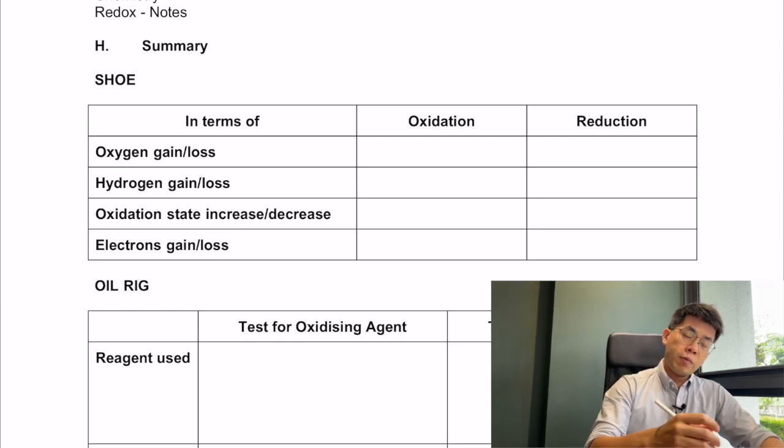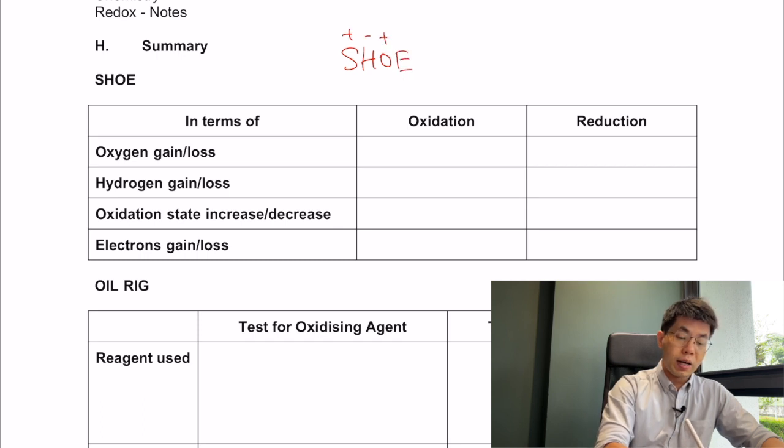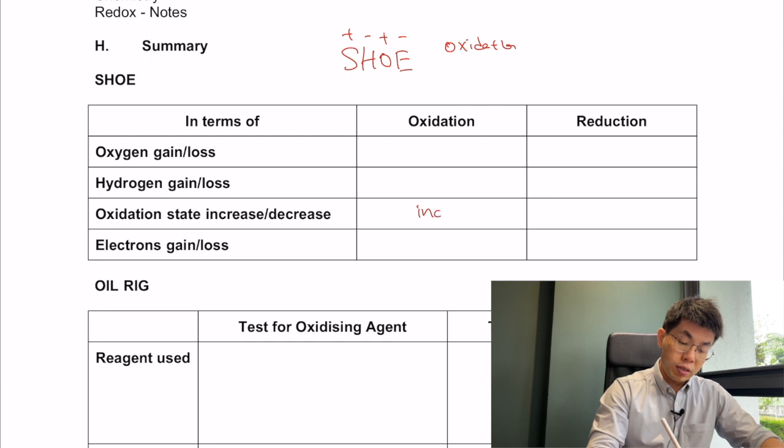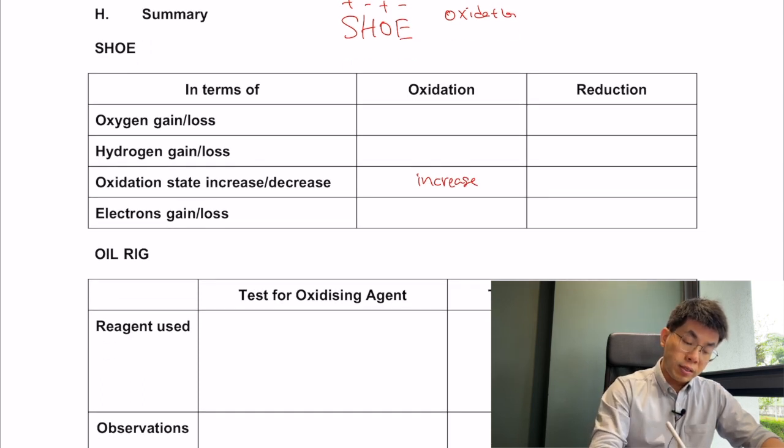And how we can remember the definitions is using SHOE. SHOE, plus minus plus minus, and this is for oxidation. So S stands for oxidation state, plus is an increase, right? H stands for hydrogen and minus is a loss. O stands for oxygen and it's a gain. And then a minus for E is for electron and it's a loss.